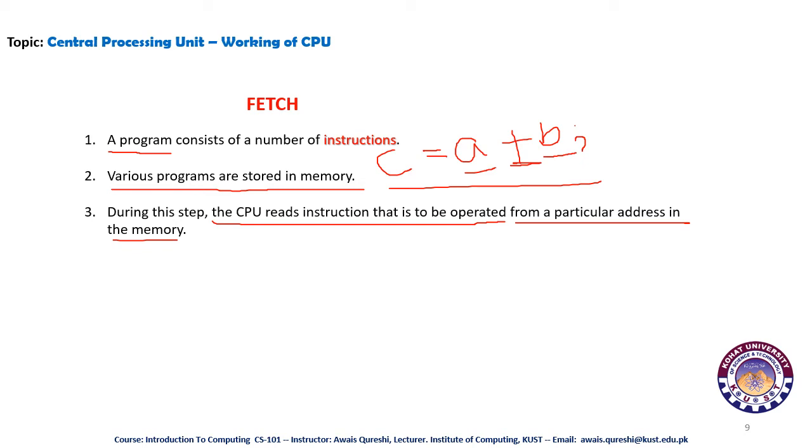So it is the job of the CPU to read the instructions that are to be operated. Here the instruction is this addition, from a particular address in the memory. Here the memory is not the secondary memory, but the primary memory, which is called RAM. So remember that the CPU always takes data from the RAM.